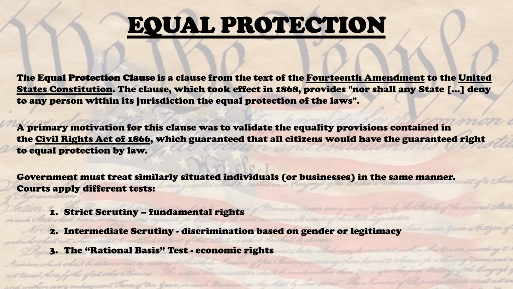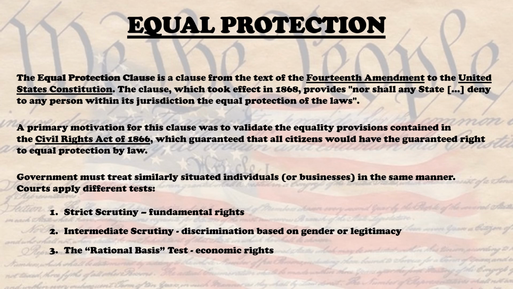The Equal Protection Clause is a clause from the text of the 14th Amendment to the United States Constitution. The clause took effect in 1868 and provides, "nor shall any state deny to any person within its jurisdiction the equal protection of the laws." A primary motivation for this clause was to validate the equality provisions contained in the Civil Rights Act of 1866, which guaranteed that all citizens would have a guaranteed right of equal protection under the law.